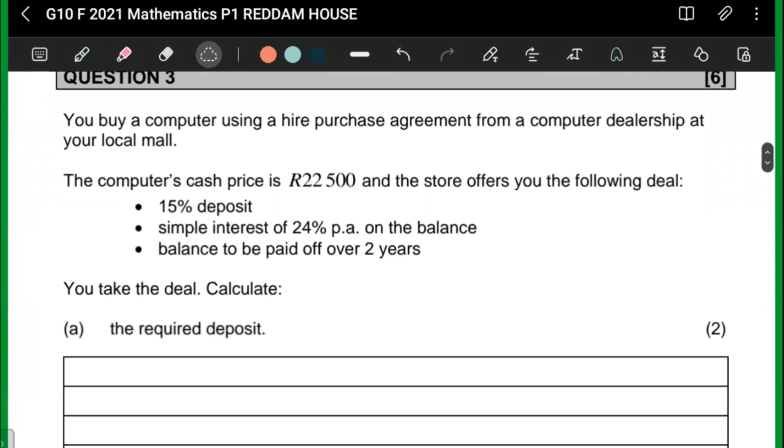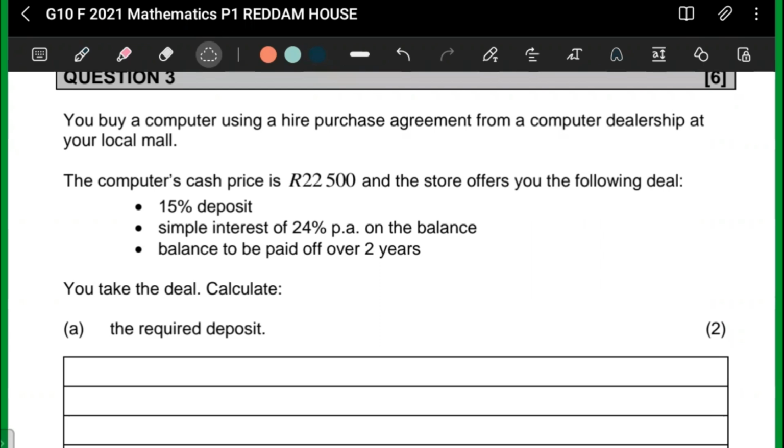Moving on to question number 3. Question 3 says, you buy a computer using a hire purchase agreement from a computer dealership at your local mall. The key thing here is, if you buy anything on hire purchase, it means that you put down a deposit and then you pay the rest afterwards, but you still take the item. It says the computer's cash price is 22,500, and you pay a deposit of 15%, and then the simple interest is 24% per annum on whatever the balance is, meaning whatever is left after you pay the 15%.